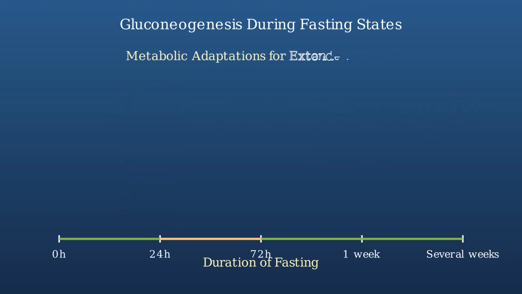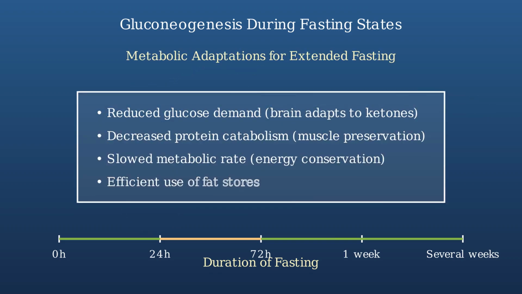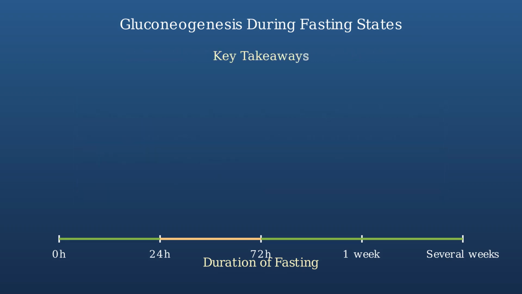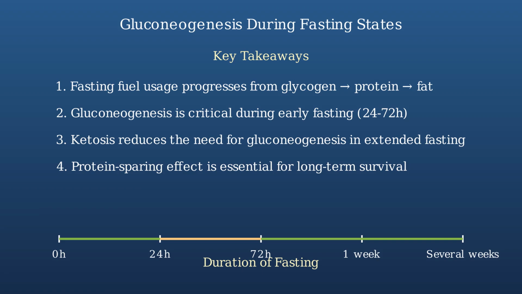These metabolic adaptations allow humans to survive extended periods of fasting, sometimes lasting several weeks. The shift to ketone metabolism and the resulting decrease in gluconeogenesis preserves vital protein structures while efficiently utilizing fat stores for energy. To summarize, fasting fuel usage progresses from glycogen to protein to fat. Gluconeogenesis is critical during early fasting, but decreases as ketosis develops. This protein-sparing effect of ketone bodies reduces gluconeogenesis requirements and is essential for long-term survival during extended fasting.